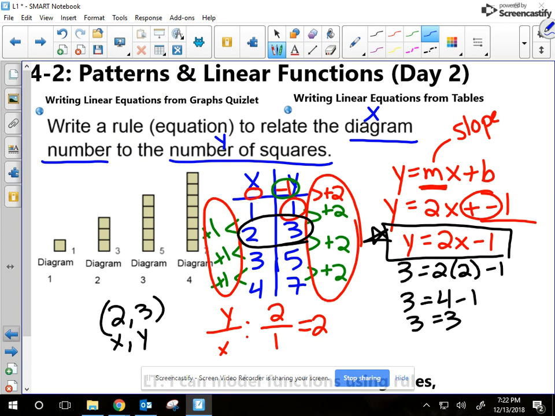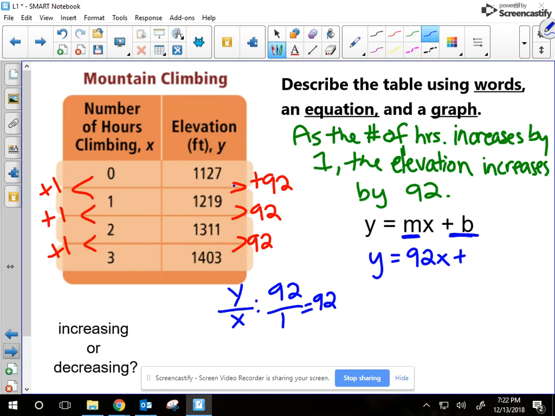In the warm-up, we had to find what y was equal to when x was 0. This time, it's given to us. When x is equal to 0, y is 1,127. That's our b value, 1,127. And again, we can check to see if this is correct by plugging in one of the ordered pairs.